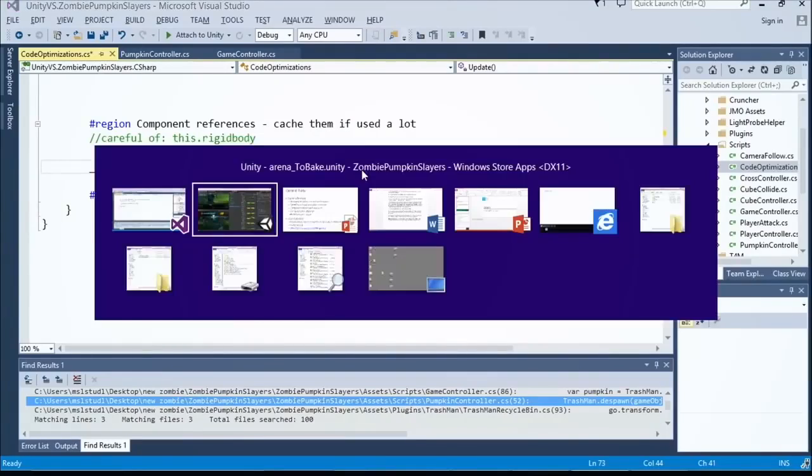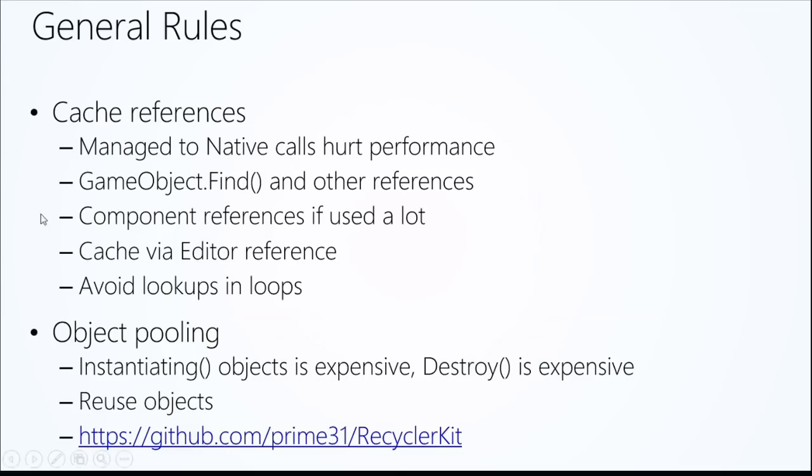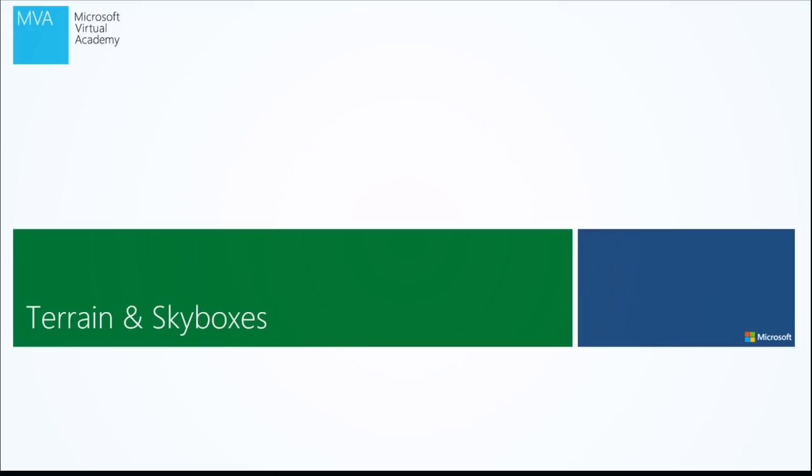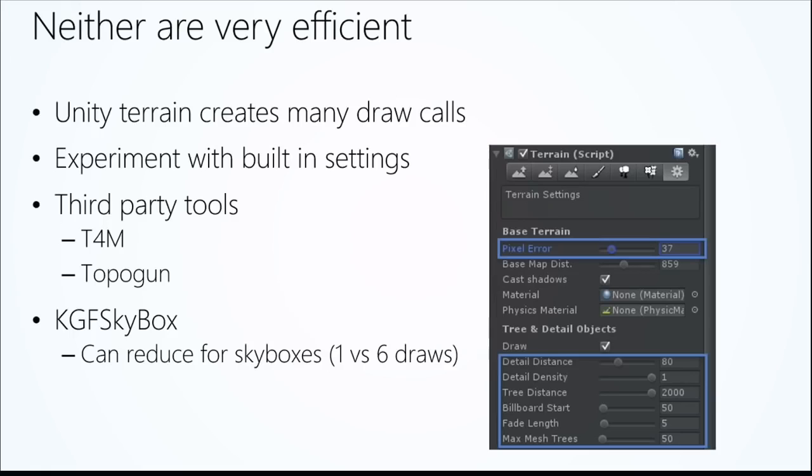Object pooling. Let's go back to that slide here. Object pooling and not searching for objects in update. Caching those references can really, really help for performance. Great. All right, let's move on to almost the last subject, terrain and skyboxes. We'll just talk about it real fast here.